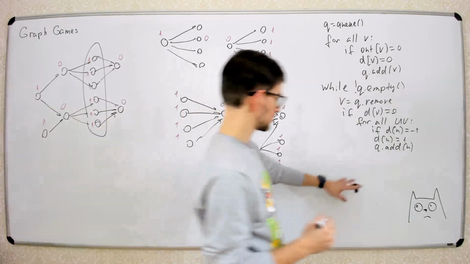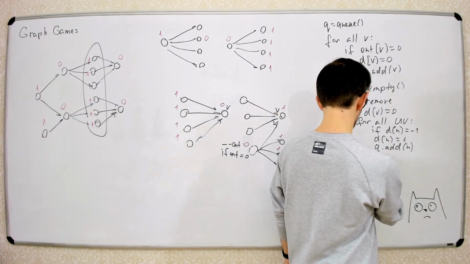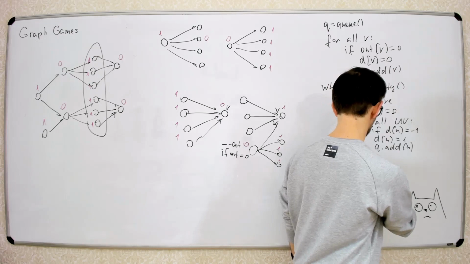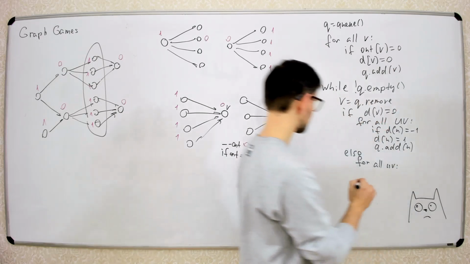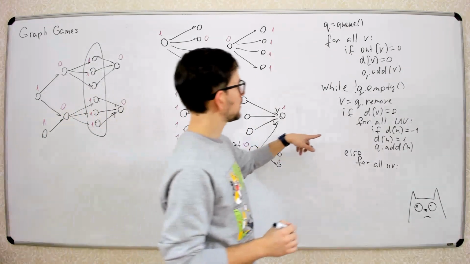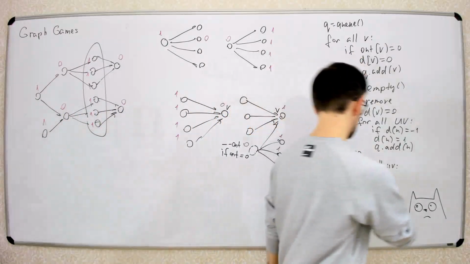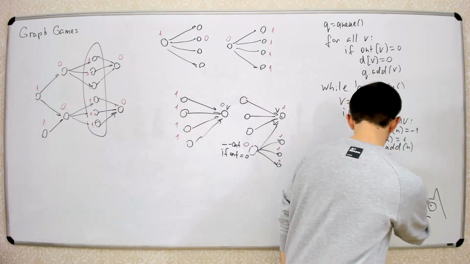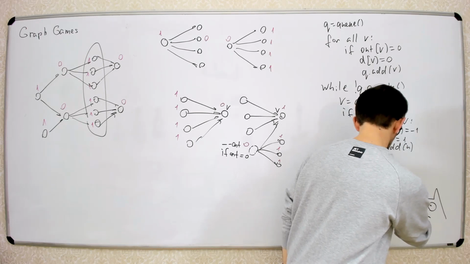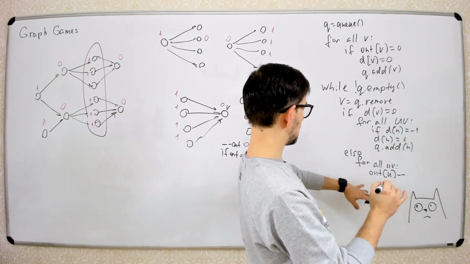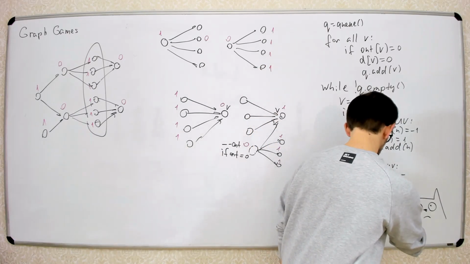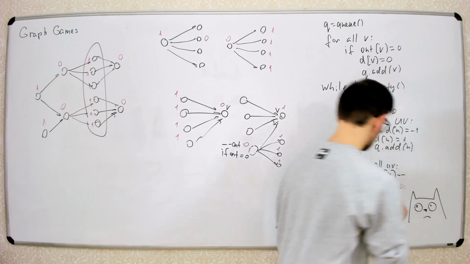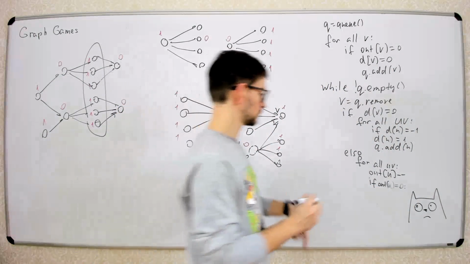Do I have enough space? I think yes. And if I have a winning node, again I iterate over all outgoing edges. I will decrement this counter. Let's say this out is a counter, just for simplicity. So out is the number of outgoing edges which are not marked yet. So I'll just decrement the counter, and then, if it is 0, I will put it in the queue.